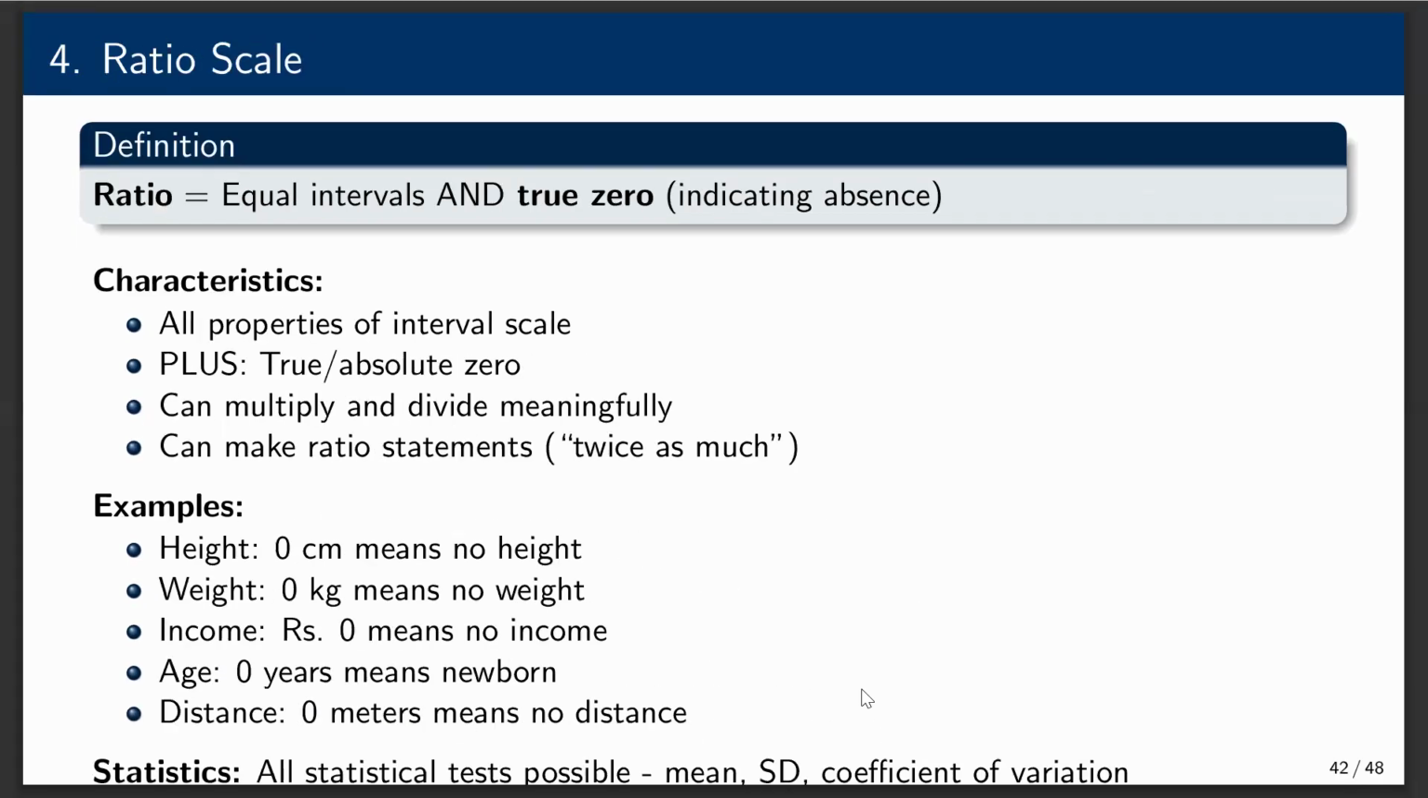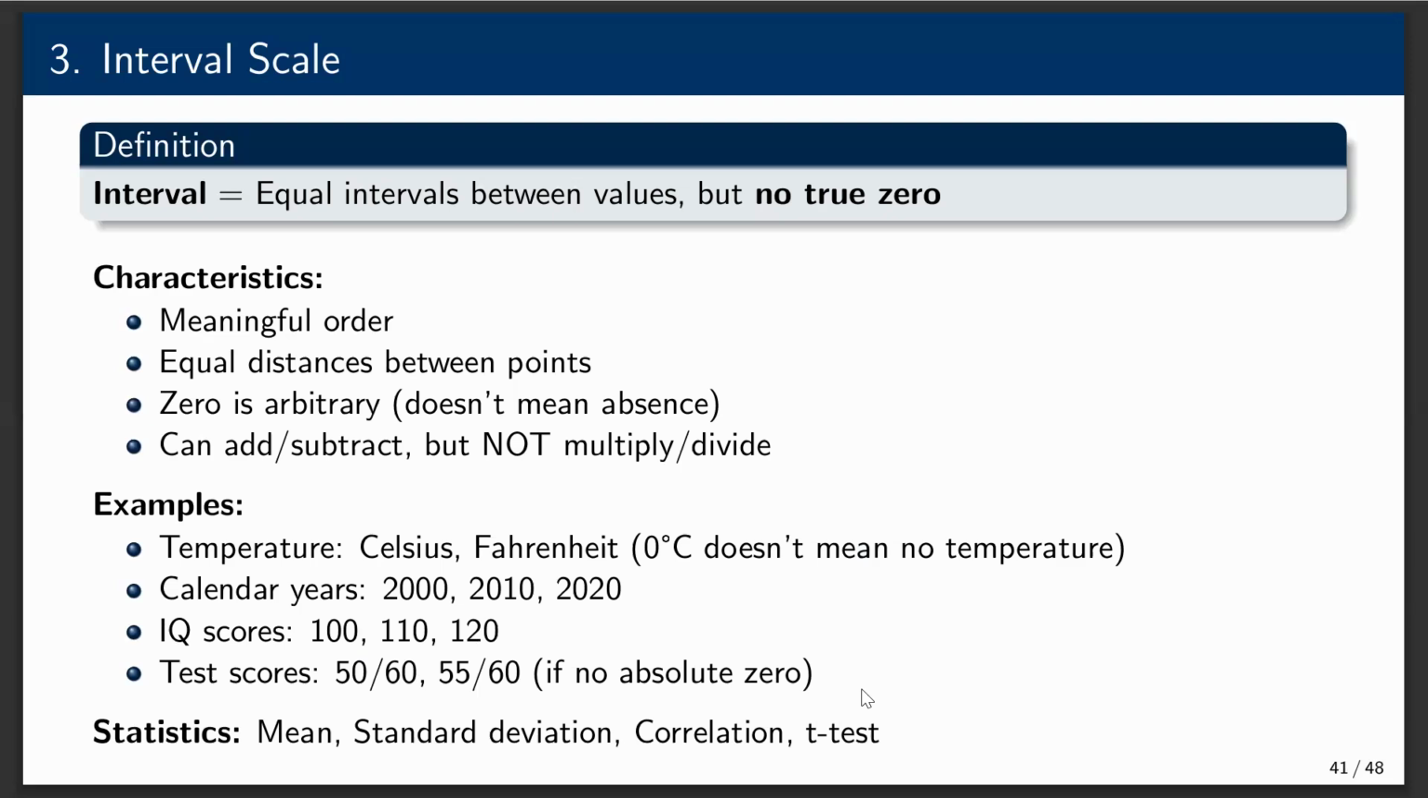Then the interval scale, and then we will go to the ratio scale. The interval scale refers to equal intervals between values but no true zero. This is very important: no true zero. So what are the characteristics of the interval scale? It has a meaningful order. There are equal distances between the points. Zero is arbitrary, it doesn't mean absence, and you can add and subtract but not multiply and divide.